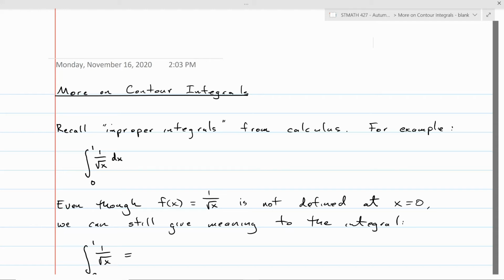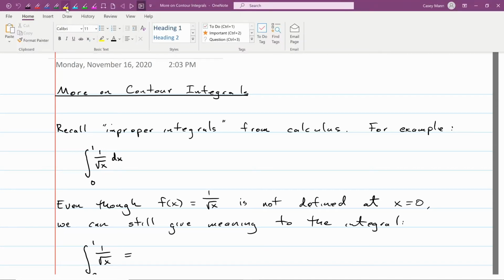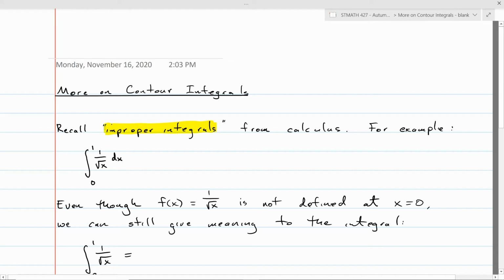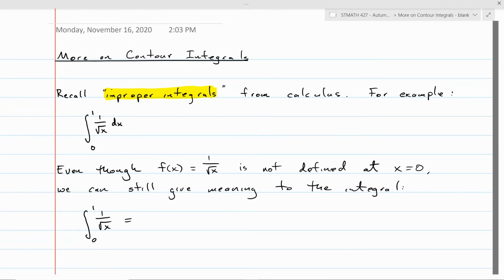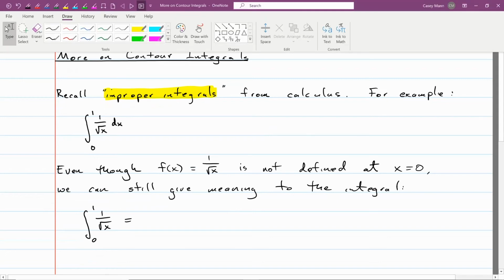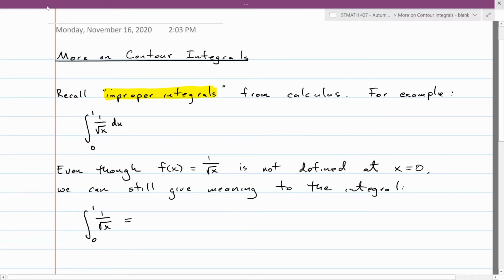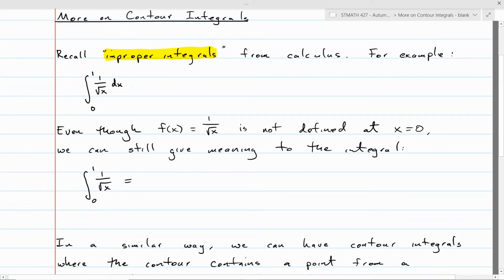Maybe we can relate to something that we've seen previously in calculus. You may remember the idea of improper integrals. Improper integrals are where the function is not continuous on the interval in question. For example, when we look at this integral from 0 to 1 of 1 over square root of x, we see that 1 over square root of x is not defined at 0. So it's discontinuous there. In fact, it has a vertical asymptote there. But it turns out that you can give meaning to that integral even at a place where there's an asymptote. You just have to figure out how to handle that endpoint.